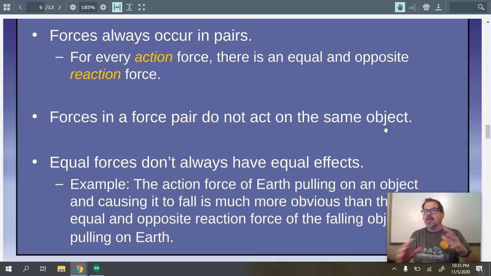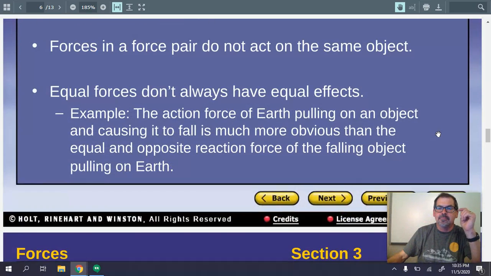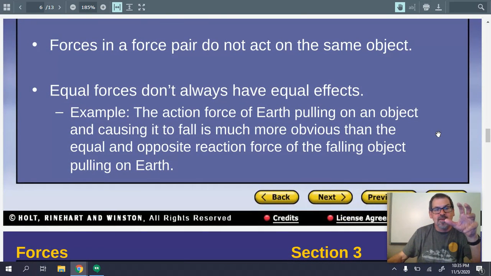All right, so another way of saying that is, let's go back to our player kicking the ball. The ball exerts a force on the foot, and the foot exerts a force on the ball. Right, so they're different forces acting on different objects. Equal forces don't always have equal effects, right? And this gets back to our concept of why the ball moves.